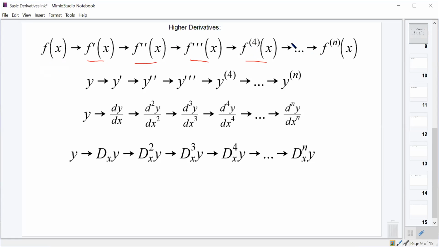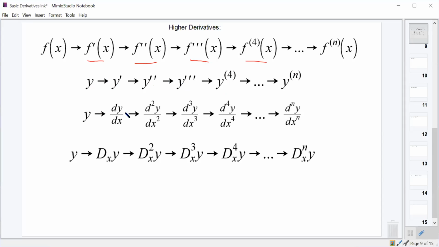And so on, we call it the fifth derivative of f, the sixth derivative of f, the nth derivative of f. Okay. So after the first three, you do prime, double prime, triple prime, then you just start writing the fourth, fifth, sixth in parentheses. Same if you do y prime, y double prime, y triple prime, fourth derivative of y, and so on to the nth derivative of y.